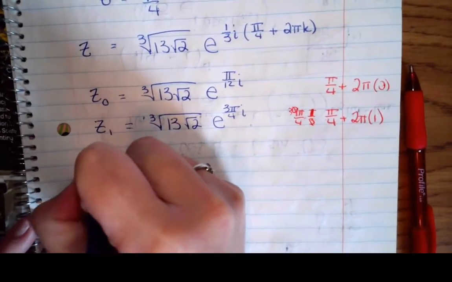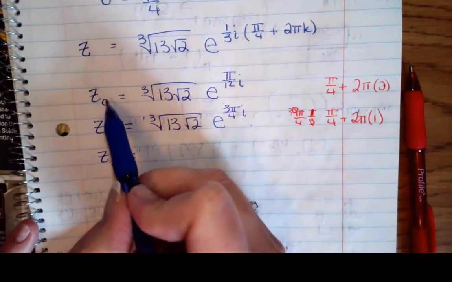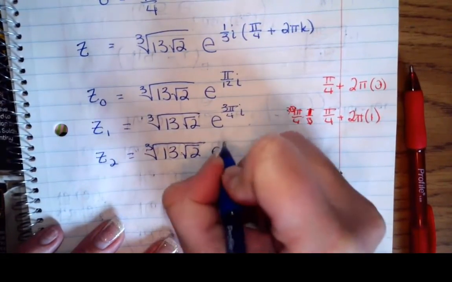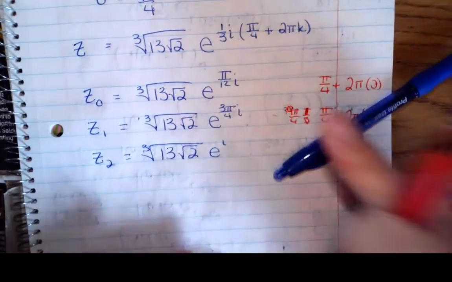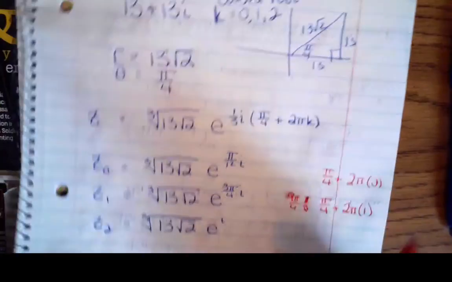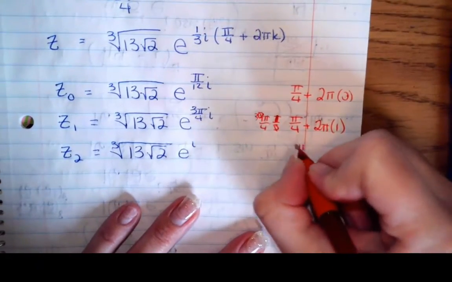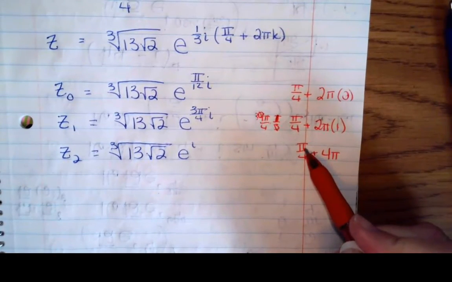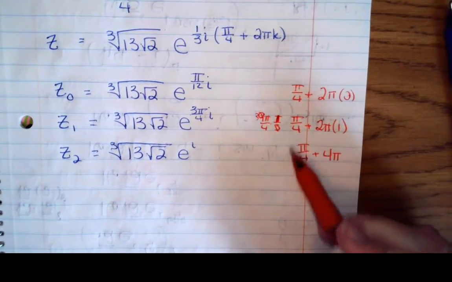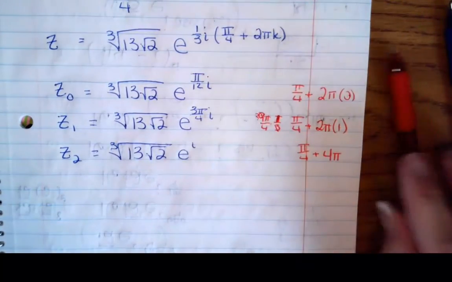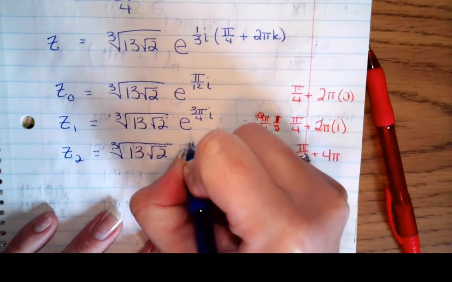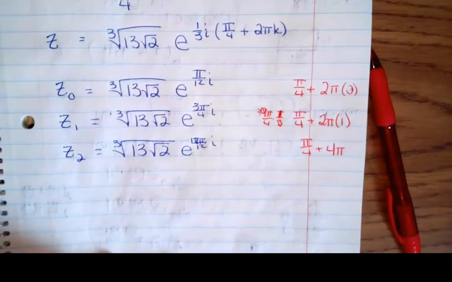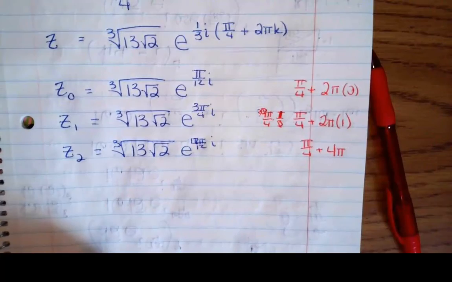And then for my final one, my k is 2, so k is 0, 1, 2. I've got the cubed root of 13 root 2 e to the i, which I'll fix in a second. And I'm going to shove in a k value of 2. So if my k is 2, that means I've got pi over 4 plus 4 pi's. Okay, so that's 16 pi's, 17 pi's. So 16 pi's over 4 plus a pi over 4 is 17 pi's over 4 times 1/3 is 17 pi's over 12 i. So those are your 3 complex cubed roots.